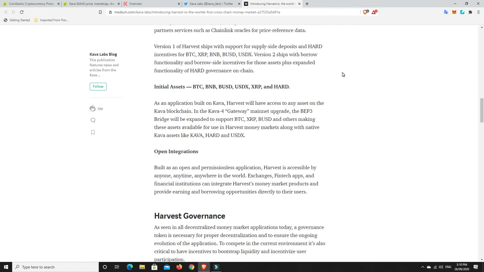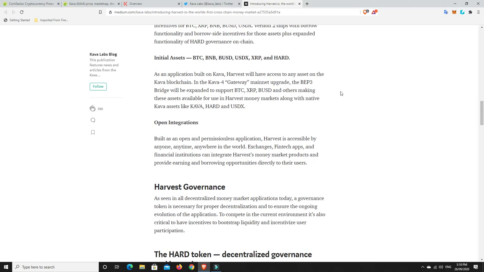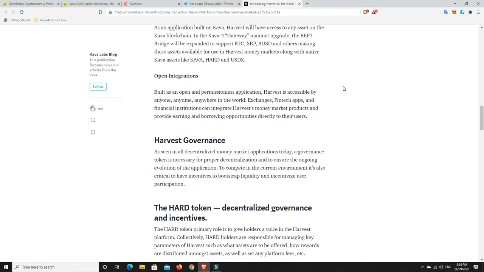Version 1 of Harvest ships with support for supply side deposits and Hard incentives for BTC, XRP, BNB, BUSD, USDX. Version 2 ships with borrow functionality and borrow side incentives for those assets, plus expanded functionality of Hard governance on chain. So the initial assets, again, are going to be Bitcoin, the Binance coin, Binance's USD, Kava's USDX, XRP, and Hard. An application built on Kava, Harvest will access any asset on the Kava blockchain.